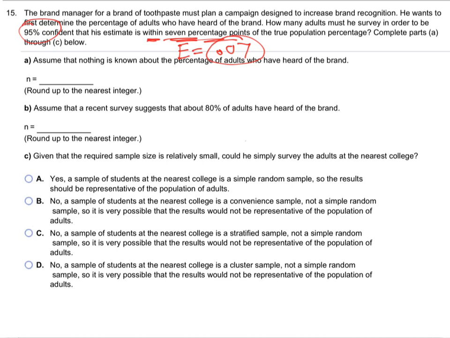It's B. Is small. Could he simply survey the adults at the nearest college? No. A sample of students at the nearest college is a convenient sample, not a simple random sample. Yeah, totally. When you do sampling, remember we talked about that in the beginning of the course, first week. You got to be careful how you do sampling. If you only talk to college students, that's a certain kind of people, right? That's different than the general population. Maybe college students watch more commercials or less commercials than other people. They might recognize brands more than the general population, right?